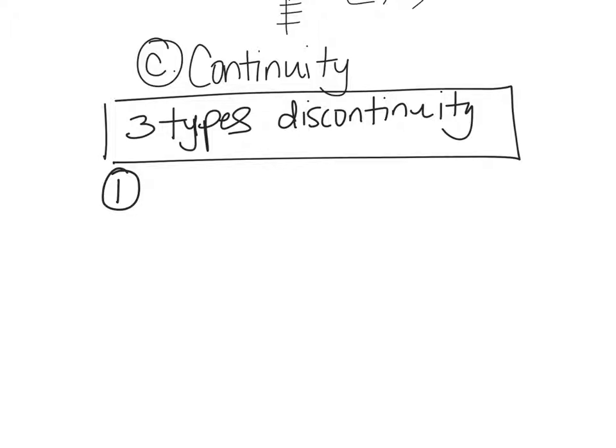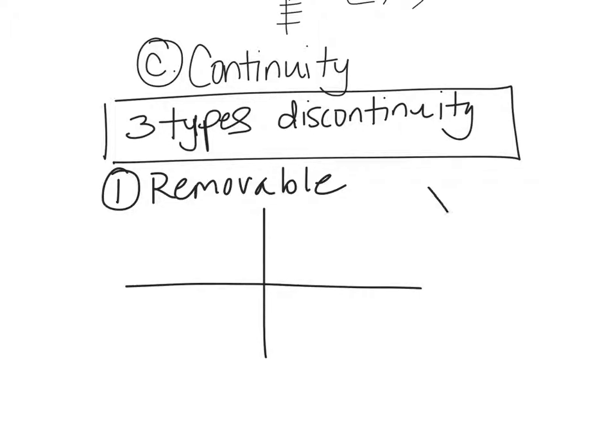Okay. So the first type is called a removable discontinuity. Removable. It's like someone came over to your graph and removed a point from your graph. Okay? So let me show you. Let's suppose that the graph is not continuous at some value a. We'll say a is right here. A doesn't have to be positive, doesn't have to be negative, it's just right there. So here's what my graph looks like.